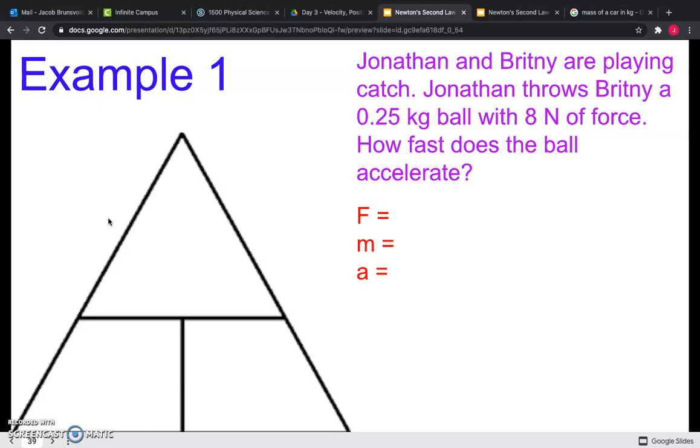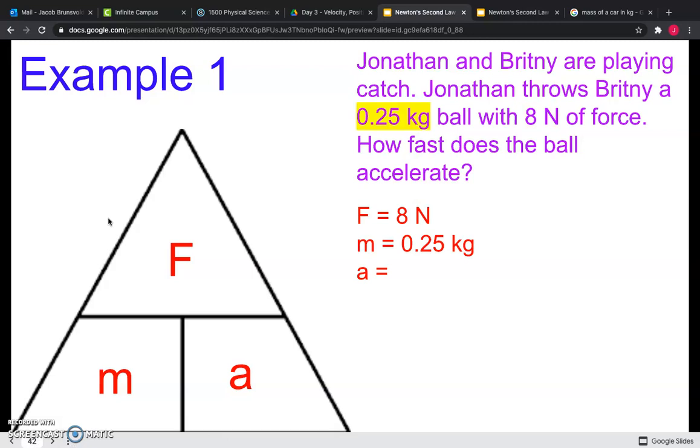So we're going to use this triangle, F over M and A. You can fill this in for all the triangles: F goes on top, M and A go on bottom. Force is 8 newtons. It says that in the problem. The mass is 0.25 kilograms. It also says that in the problem. We're looking for the acceleration. The question asks, how fast does the ball accelerate?